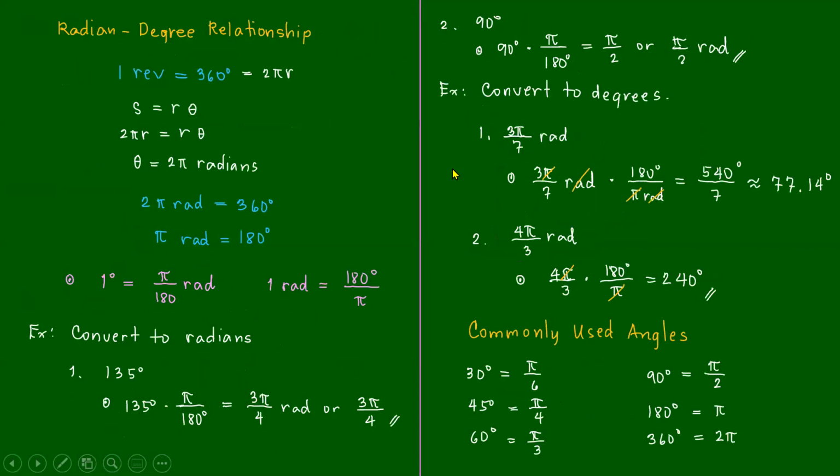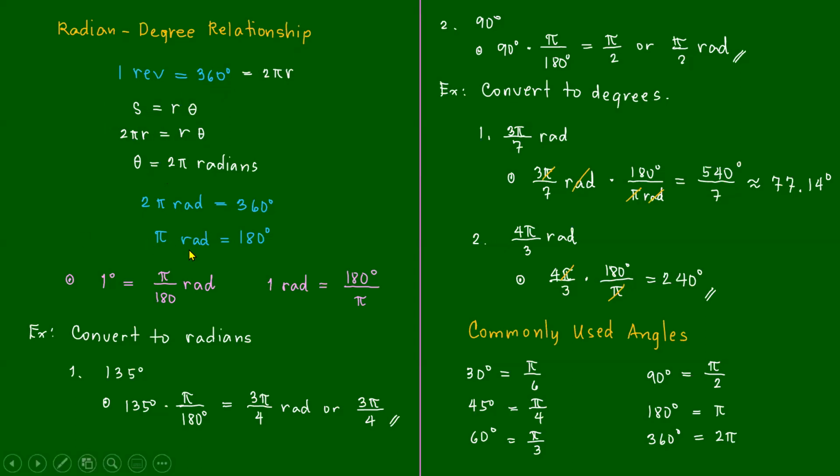Radian-degree relationship. 1 revolution is equal to 360 degrees. The circumference of a circle of radius r is given by 2 pi r. How do we get the equivalent of 360 degrees in terms of radians? We use the formula S equals r theta. But what is S? It is 2 pi r, the length of the circumference, and that is equal to r theta. R is cancelled. So if theta is 360 degrees, then it is equal to 2 pi radians.